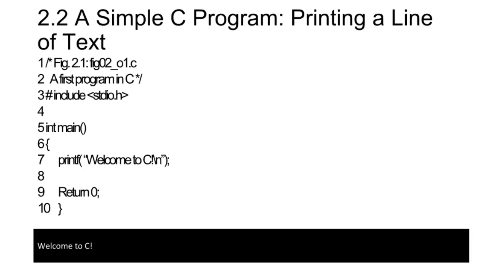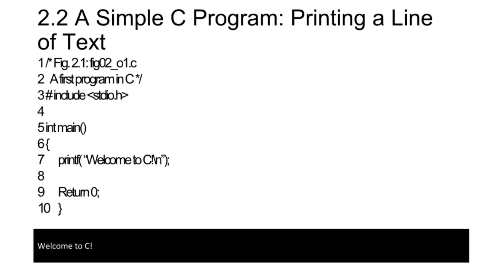Our first example prints a line of text. The program and the program's screen output are shown in Fig 2.1. Even though this program is simple, it illustrates several important features of the C language. We now consider each line of the program in detail.